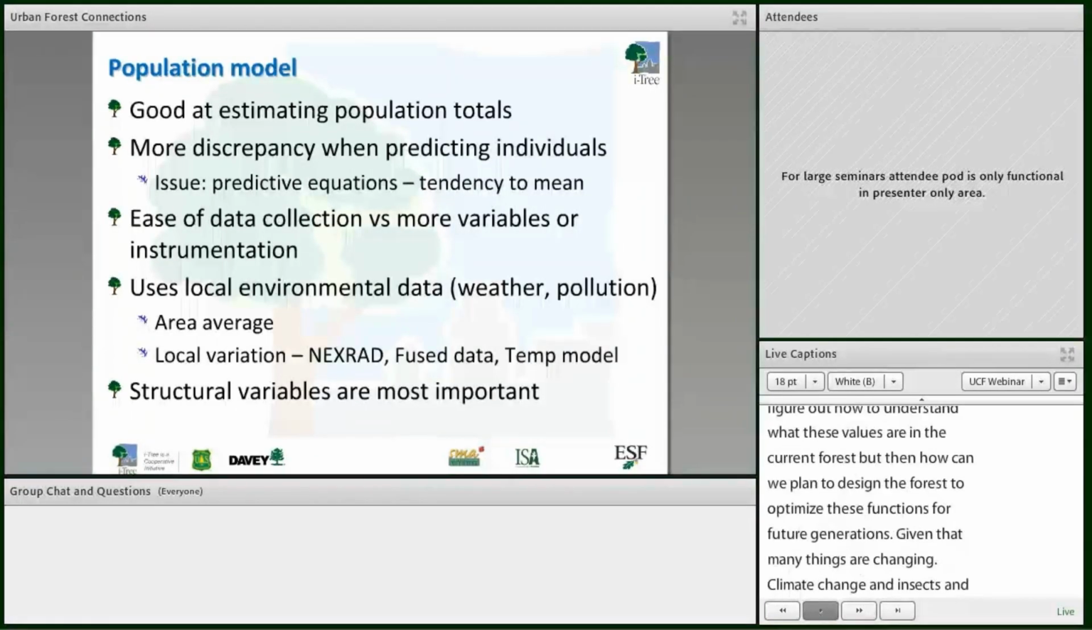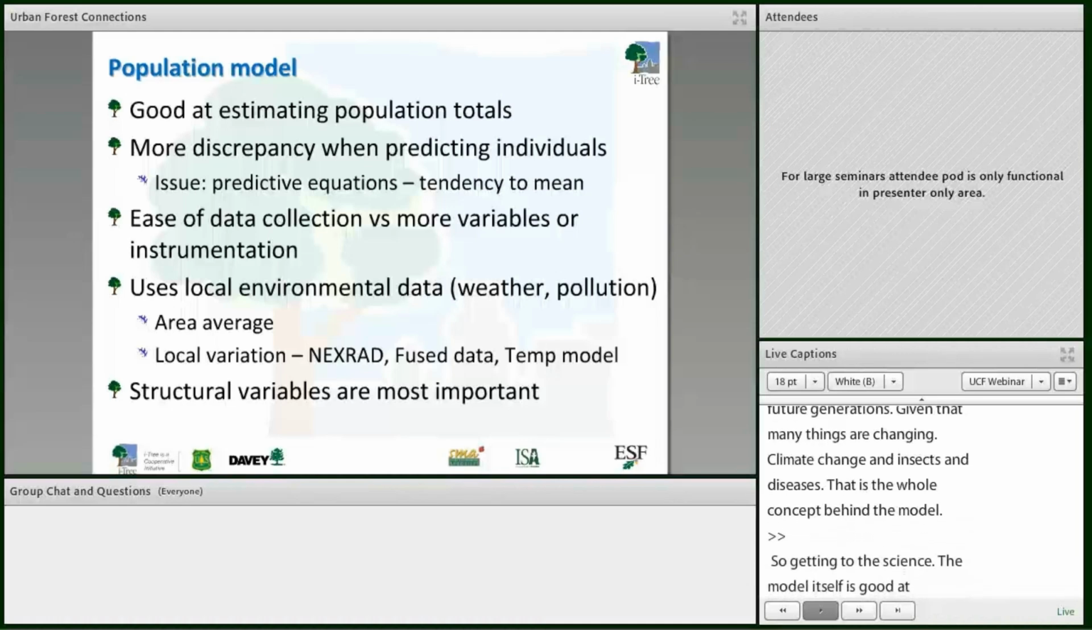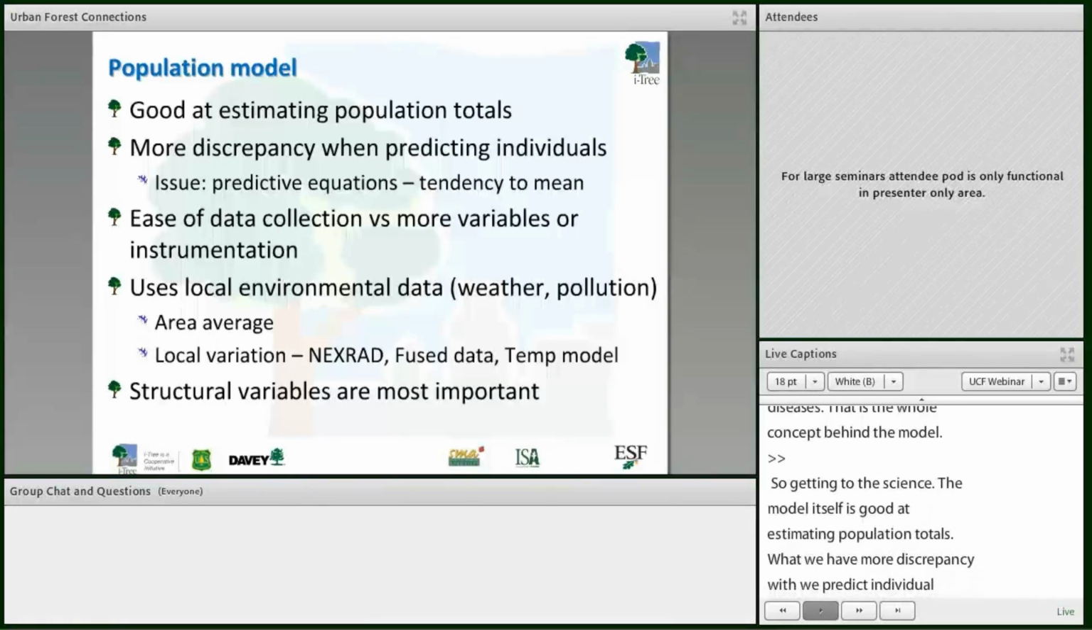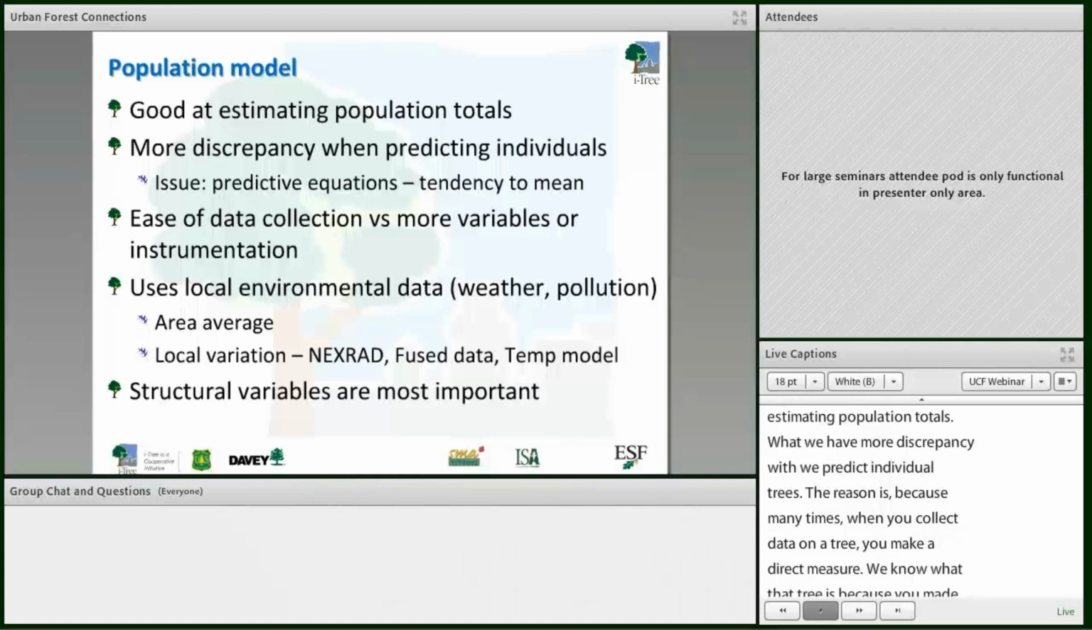So getting to the science, the model itself is good at estimating population totals. We have more discrepancy when we predict individual trees. And the reason is because many times when you collect data on a tree, you make a direct measure, we know what that tree is because you made the direct measurement. But what you didn't measure, say, was leaf area. So then we use equations off of your data.